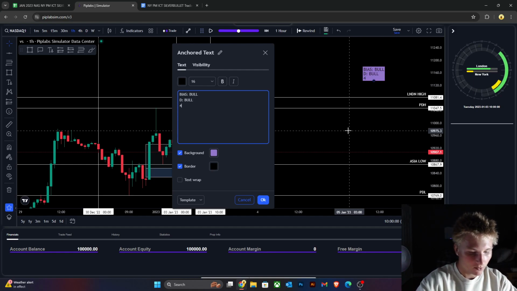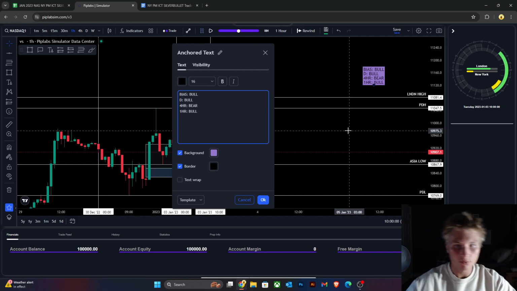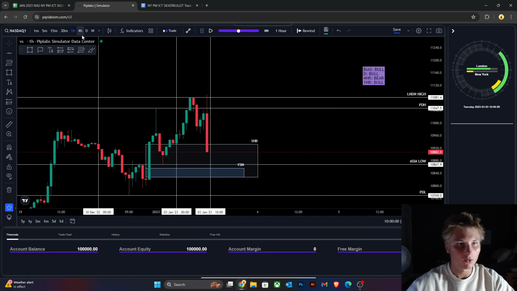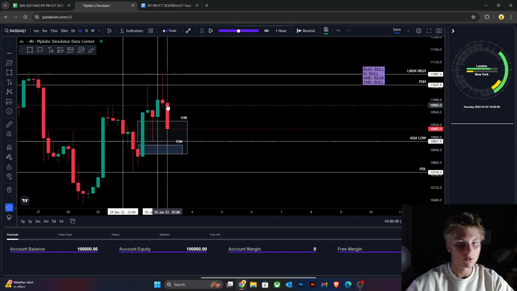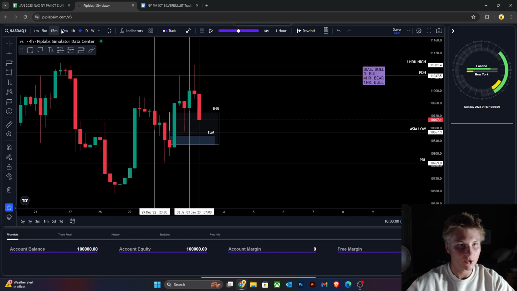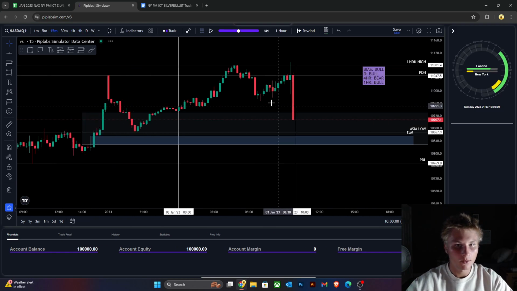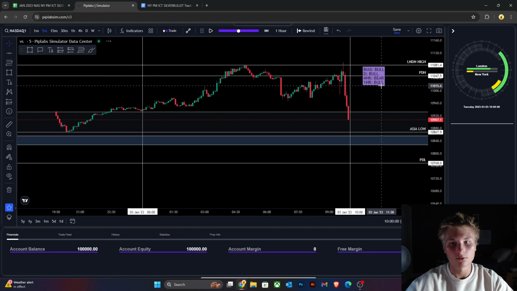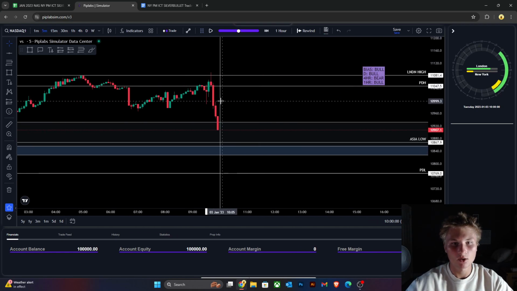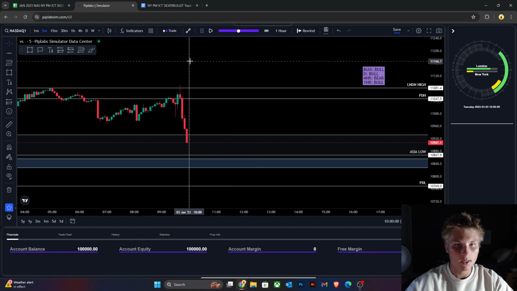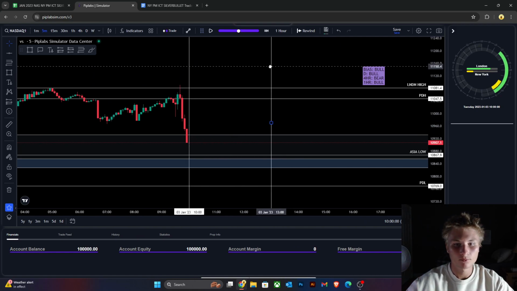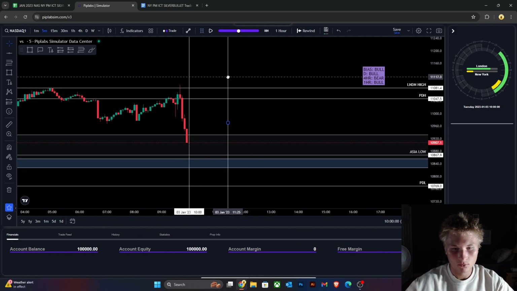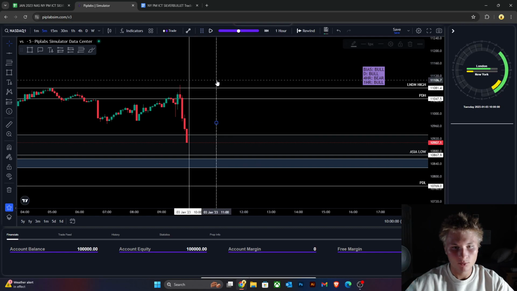Daily's bullish, 4 hour was, I believe, bearish, 1 hour bullish. Let me double check. I forget what 4 hour was. Yeah, 4 hour bearish closure, but break of structure upside. But now we're gonna hop on the 5-minute. We're gonna skip to our kill zone, 10 a.m. to 11 a.m. right here.